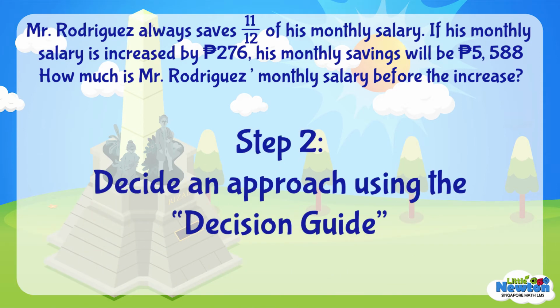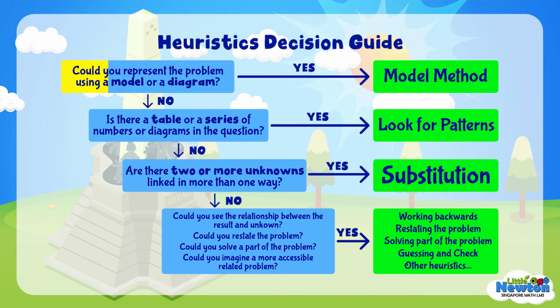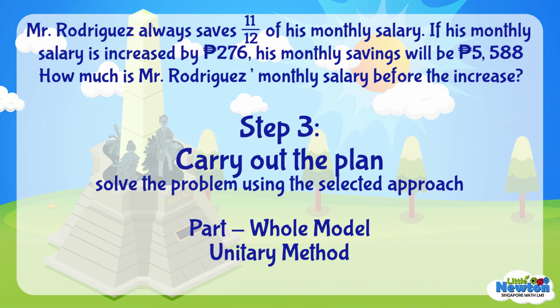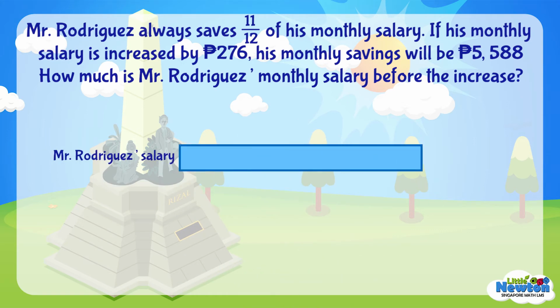Alright, now that we've understood the question, let's move on to solve this word problem. Step number 2. Decide an approach using our decision guide. Heuristics decision guide. Could you represent the problem using a model or a diagram? If yes, use the model method. Step number 3. Carry out the plan, solve the problem using our selected approach, the part-to-whole model, and the unitary method. First, let's use a rectangle to represent his monthly salary before the increase.